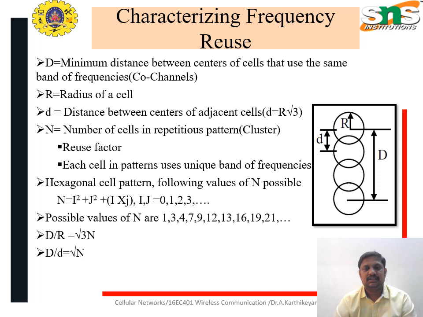This is the characteristic of reuse frequency. We already saw that capital D is the minimum distance between the cell sites, R is the radius of the cells, and small d is the distance between adjacent cells, that is capital R into root 3. N is the number of cells representing the pattern, the cluster reuse factor, with unique frequency ranges in each pattern.